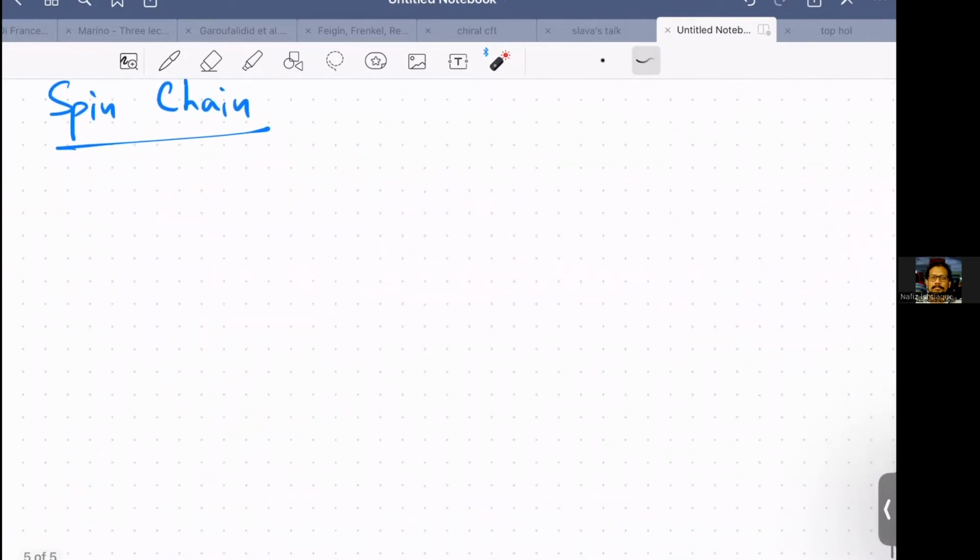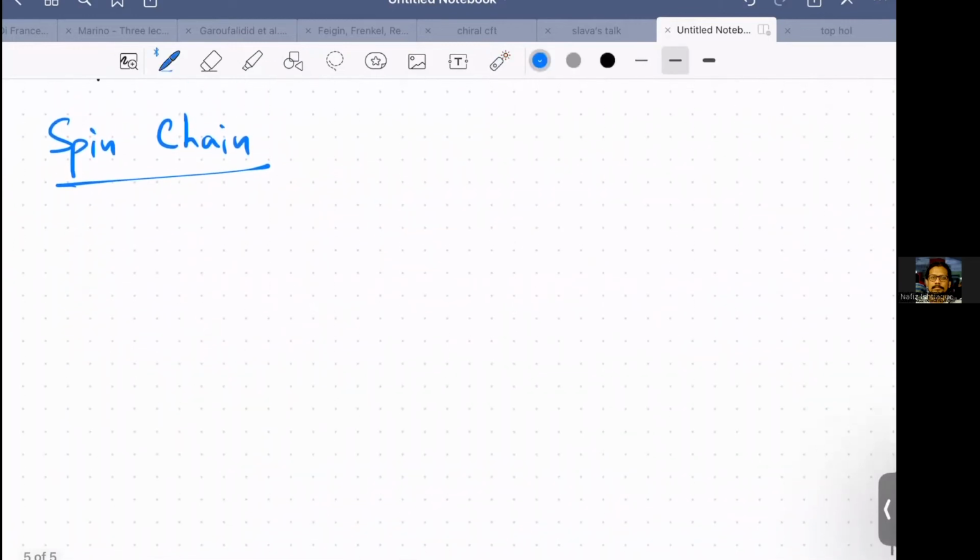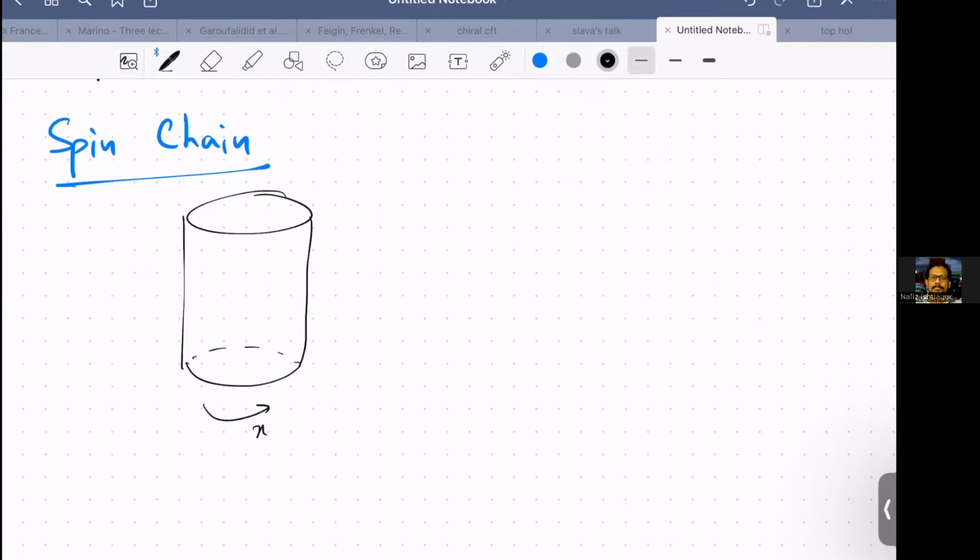Okay, now I will specialize to the following case, where I will consider that my spatial direction is discrete. In a continuous field theory, let's say this is your origin. So this is your x, this is your t.